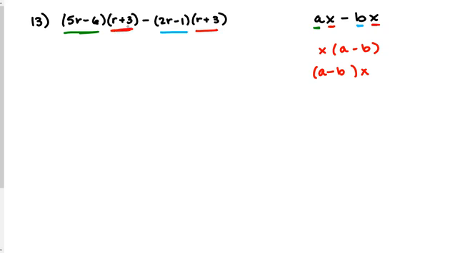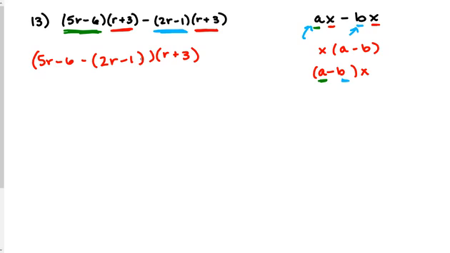So they both have r plus 3. We can factor r plus 3 out of both terms. We can put it in the front or the back. I'm going to put it in the back, or at the end, on the right. So we have a factor of r plus 3, and then what's the other factor? Well, in the simpler problem, it was a minus b from there. So in this problem, it's going to be 5r minus 6 minus 2r minus 1. 5r minus 6 minus parentheses around 2r minus 1.